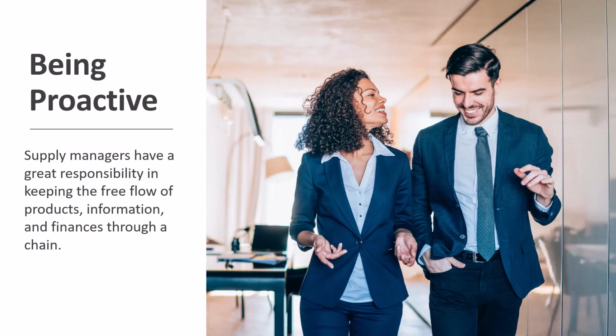Being proactive. Supply managers have great responsibility in keeping the free flow of products, information, and finances through a chain. Any number of events can occur to impede that flow. The best method for managing supply chains is for managers to be proactive. Managers should use resources such as monitoring reports and KPI, key performance indicator, metrics, to make informed predictions about what may happen in the chain and work to ensure that supply chain performance is optimized.